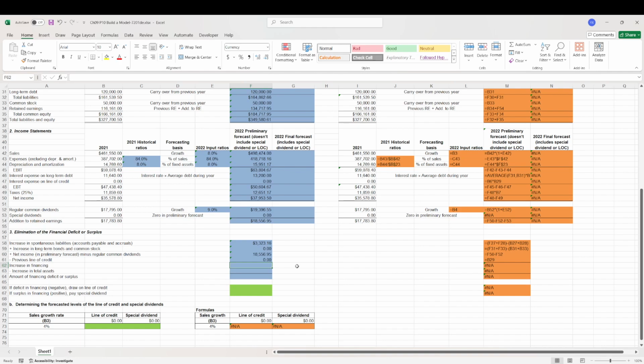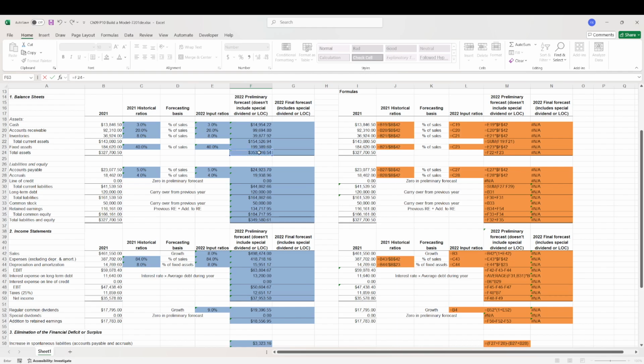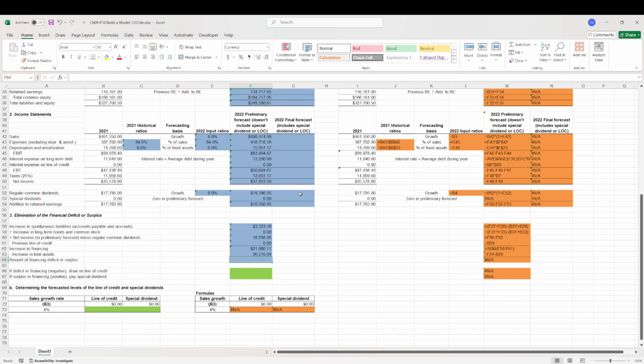Okay. So the increase in financing is going to be the sum of these. Okay. And the increase in total assets is going to be the difference between the total asset here and the total asset here. So you take the difference, right? And then the amount of financing deficit or surplus is the increase in financing minus the increase in total assets, right? So in this case, if it's a negative number, it means it's a deficit. But in the way we did it in the Excel earlier, it was positive if it's a deficit, right? So that's why you minus line of credit in this case, but you plus line of credit in the other.